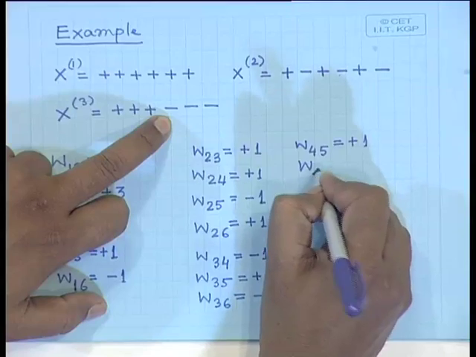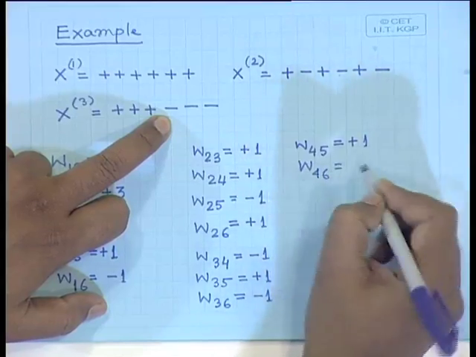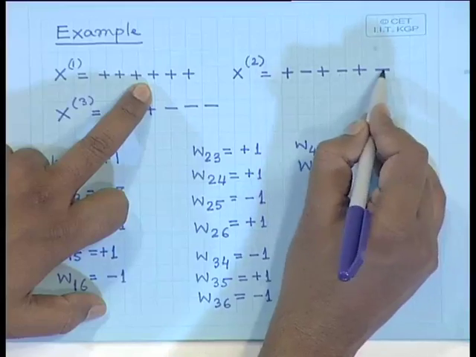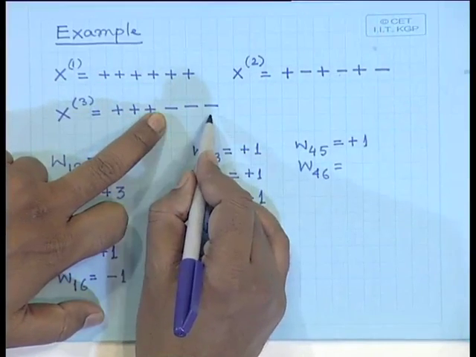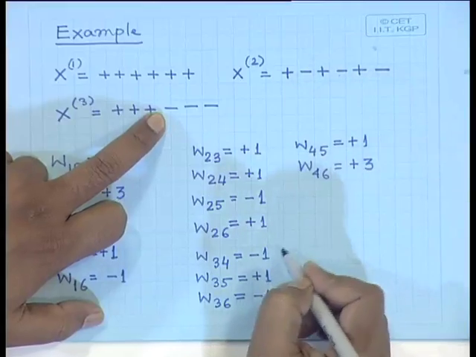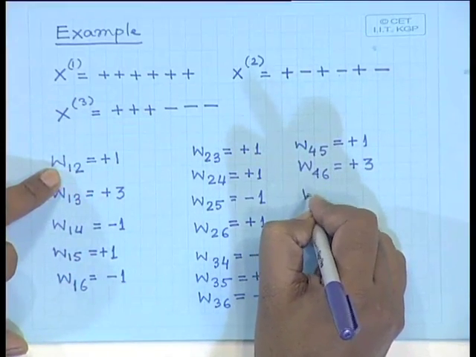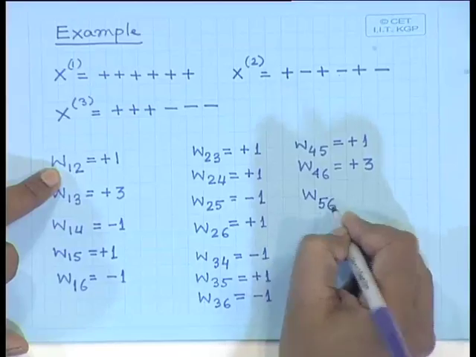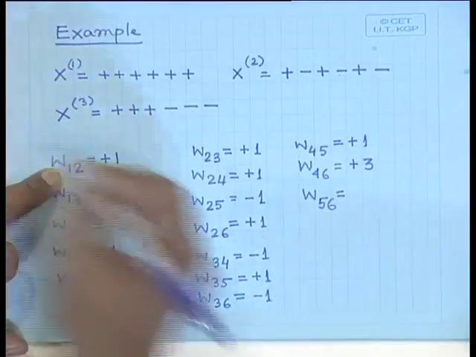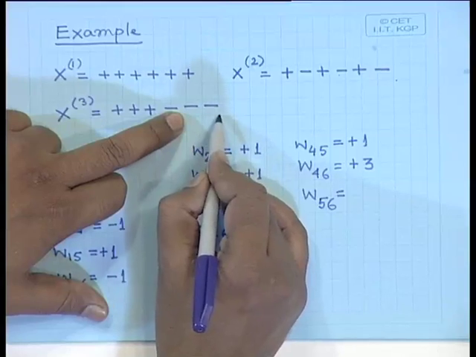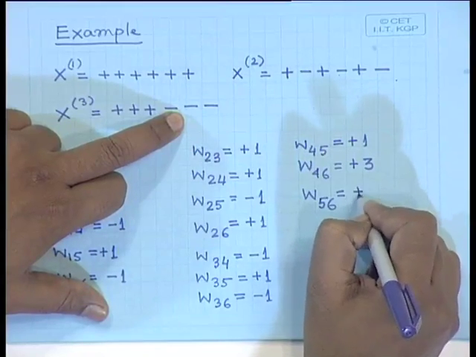W46, plus 1 minus 1 plus 1 and plus 1. So, this becomes plus 3. Okay. Then I have to compute W56 because others I need not compute. Okay. W56, plus 1 minus 1 plus 1. So, it effectively becomes plus 1.